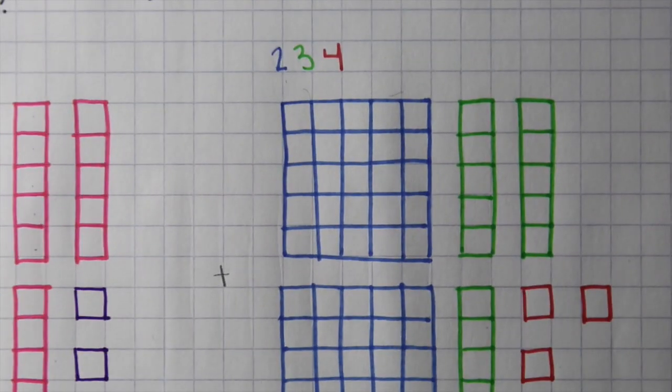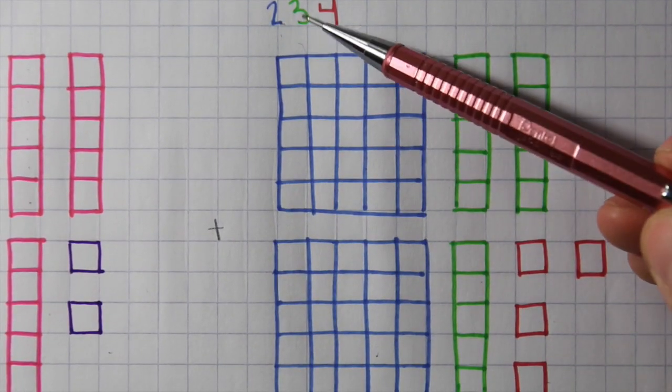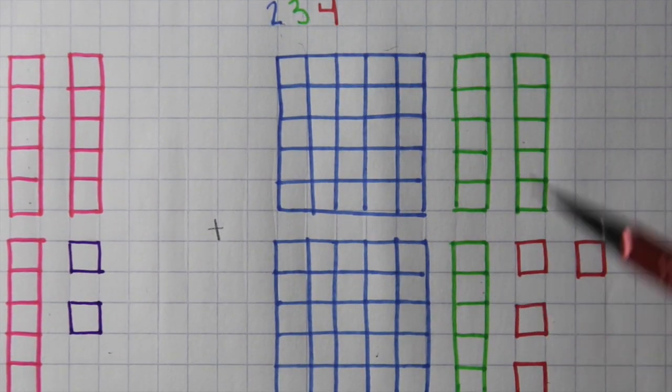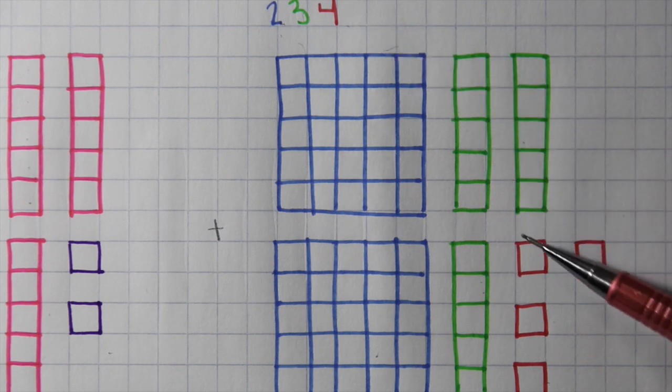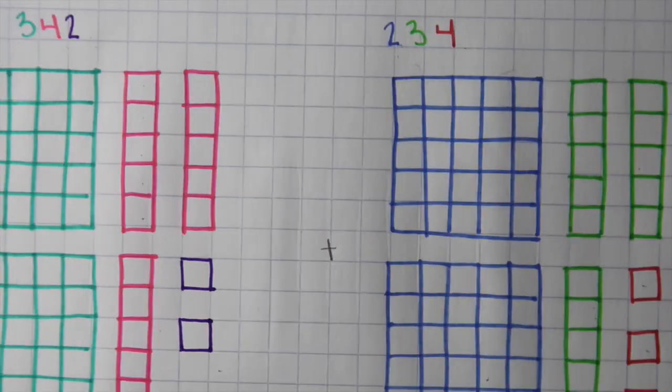Now we're moving on to our 234. So I drew 2 flats to represent the 200, 3 rods to represent the 30, and 4 blocks to represent the 4. So 234 will be our total image there.